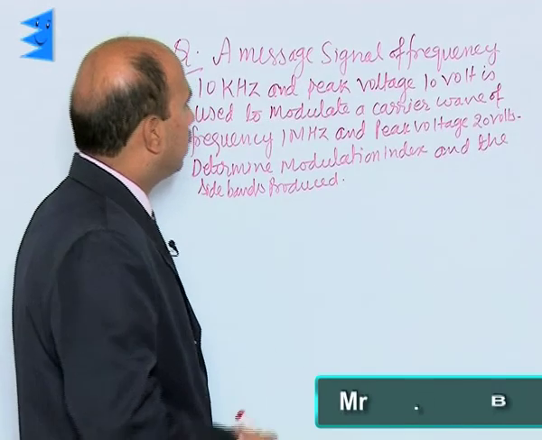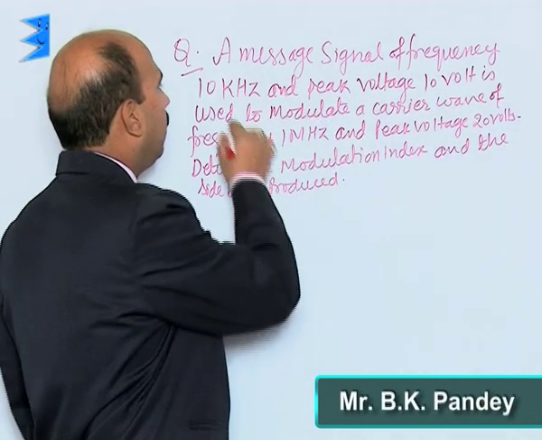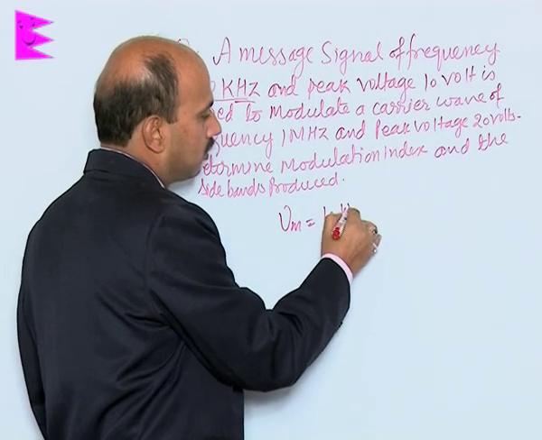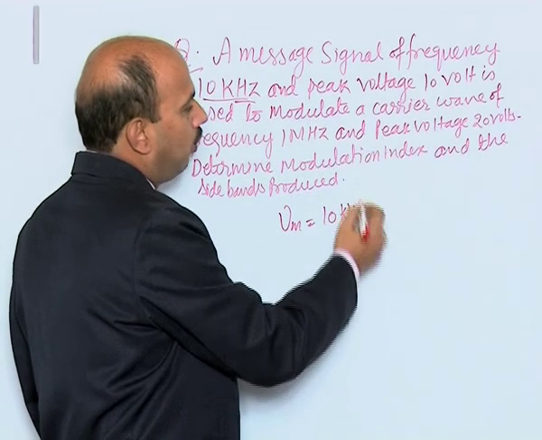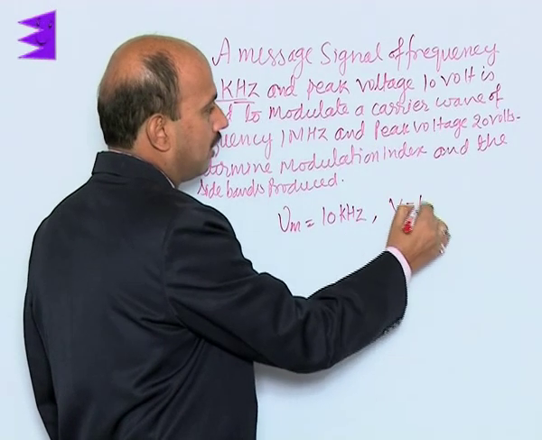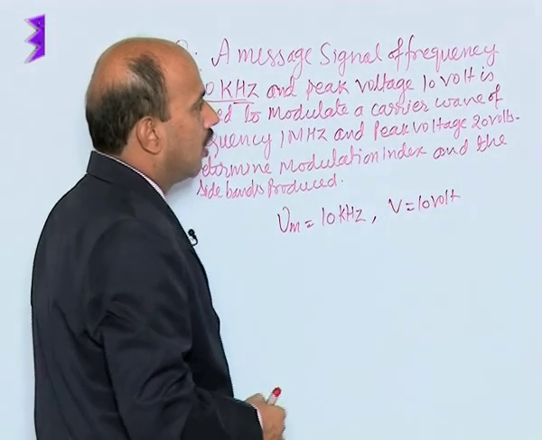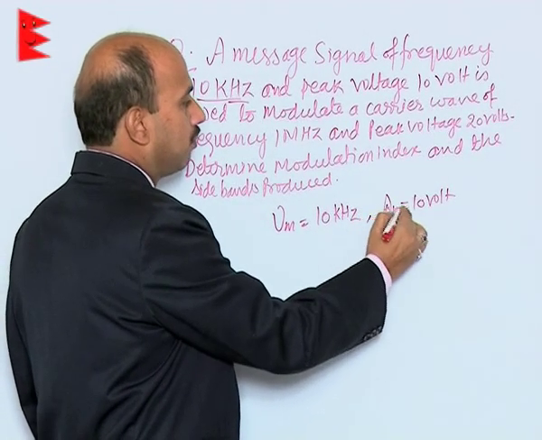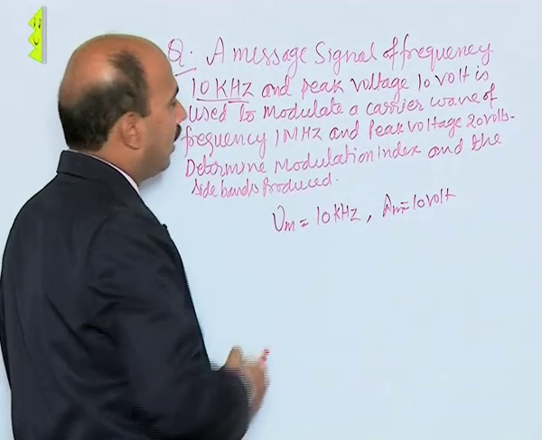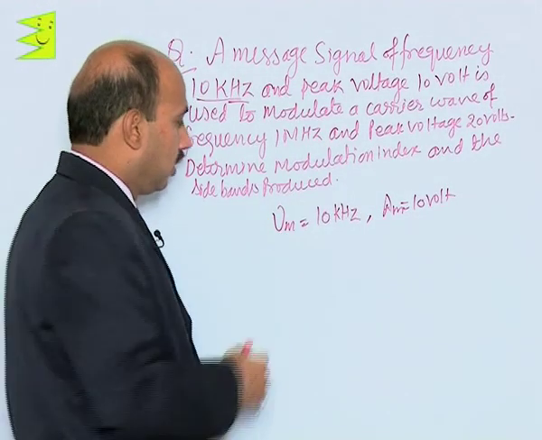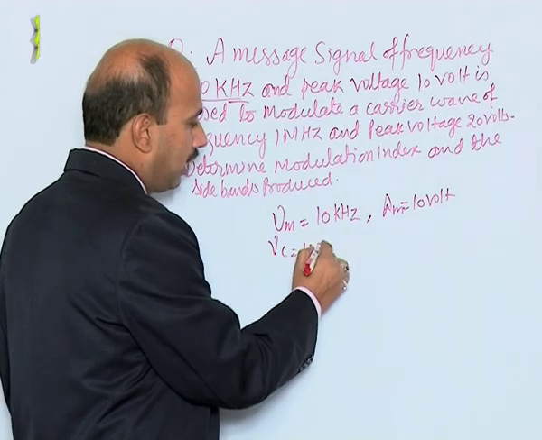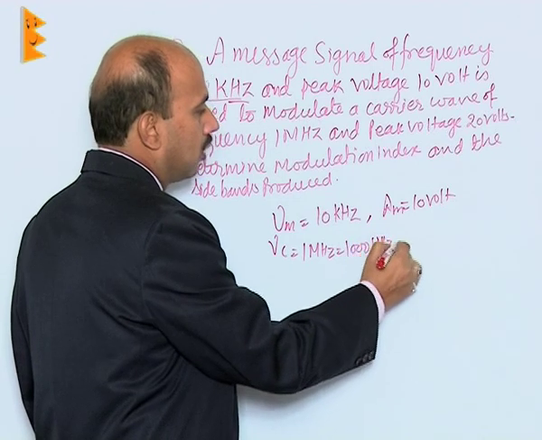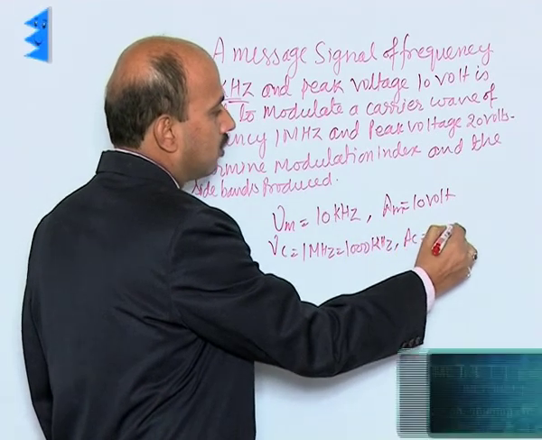Now say in this question, a message signal of frequency 10 kilohertz, we can write ν_m is equal to 10 kilohertz, and peak voltage, that is A_m is equal to 10 volts. Then we can write that this is an AM wave used to modulate a carrier wave of frequency 1 megahertz, that is ν_C can be written as 1 megahertz, which is equal to 1000 kilohertz, and A_C can be written as 20 volts.